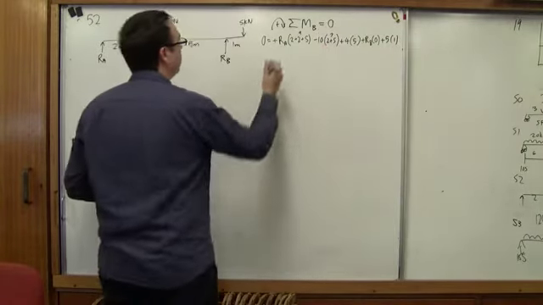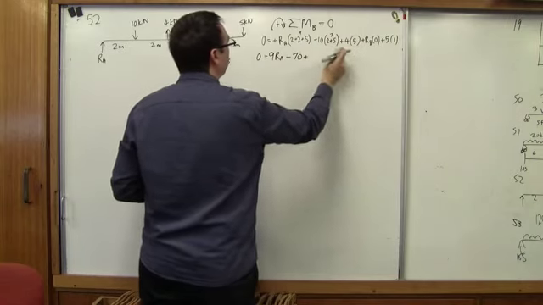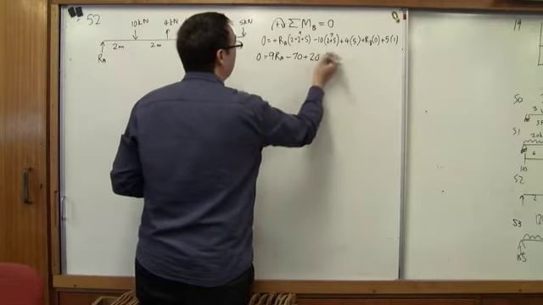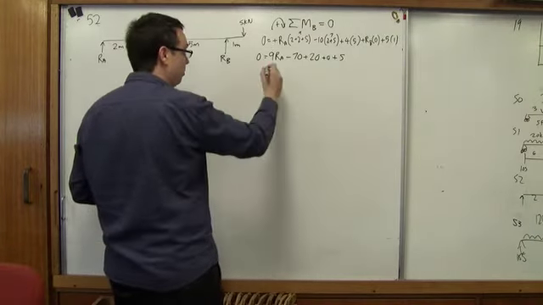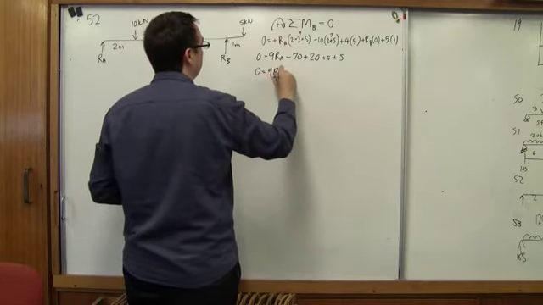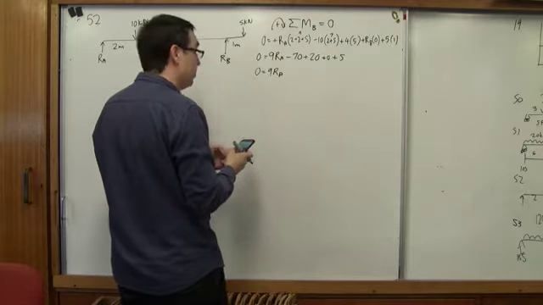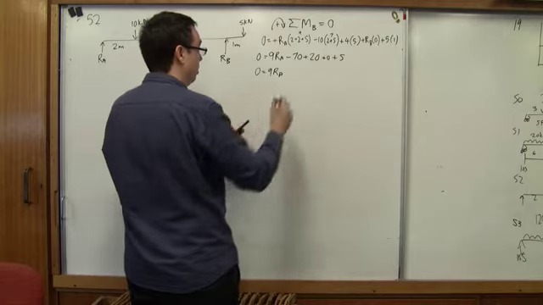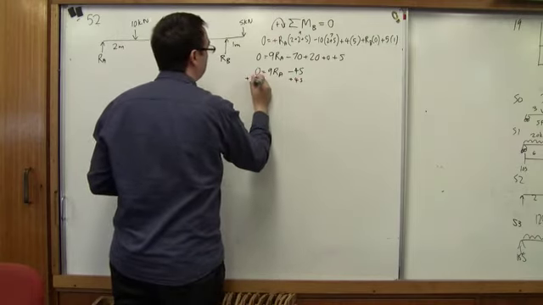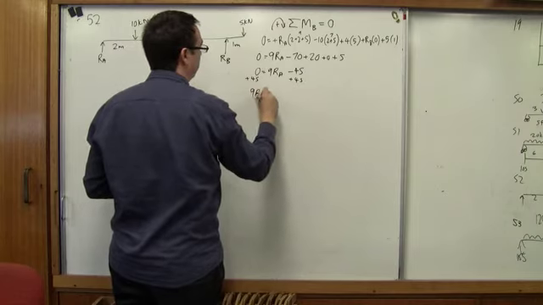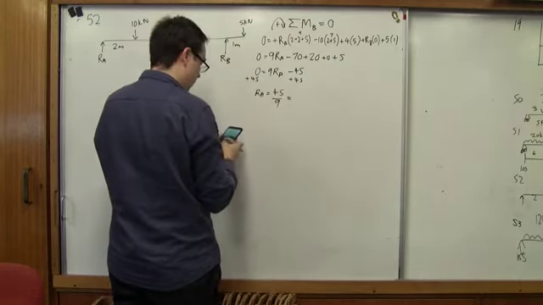So what we're going to get here is 0 equals 9 Ra minus 70 plus 4 times 5 is 20, plus 0 plus 5. So 0 equals 9 Ra minus 70 plus 20 plus 5 equals minus 45. I want to get this minus 45 over to this side, so I'm going to add 45 to both sides. So 9RA equals 45, and we can then simplify that to say RA equals 45 divided by 9, which is 5.